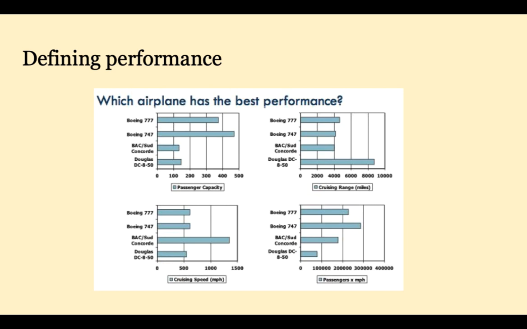If you measure passenger capacity, the 747 would be best. If you're measuring cruising range, the DC-850 is best. If measuring cruising speed, the Concorde wins. The Concorde, by the way, was retired in 2003. And finally, if you make up a metric like passengers times miles per hour, the 747 is best. In a similar way, measuring CPU performance depends on what you mean by performance.